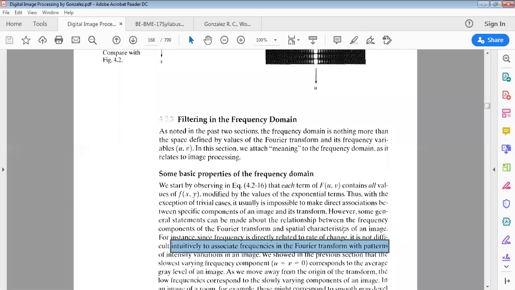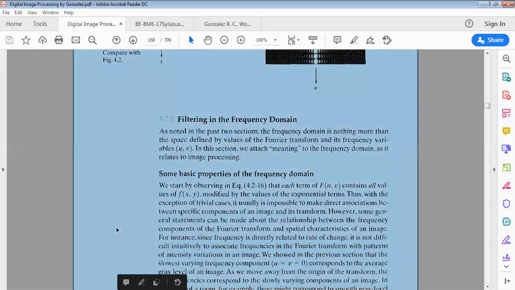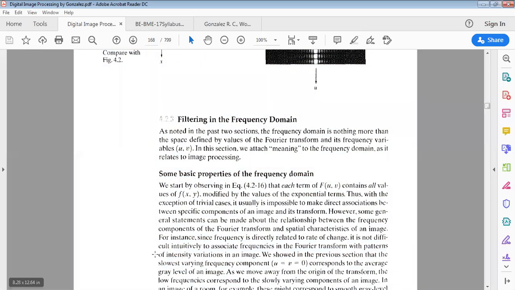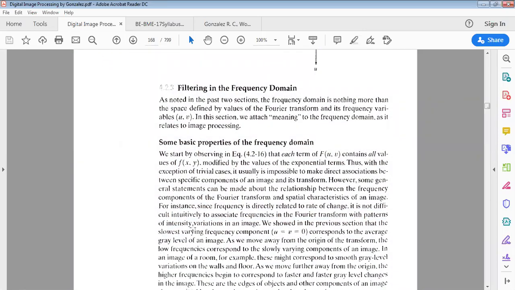So it is not difficult to associate frequencies in the Fourier transform with patterns of intensity variations in an image. So we saw in the previous section, the slowest varying component, that is u equal to 0, v equal to 0, corresponds to the average gray level of an image. Now as you move away from the origin, low frequencies correspond to slowly varying components of an image.